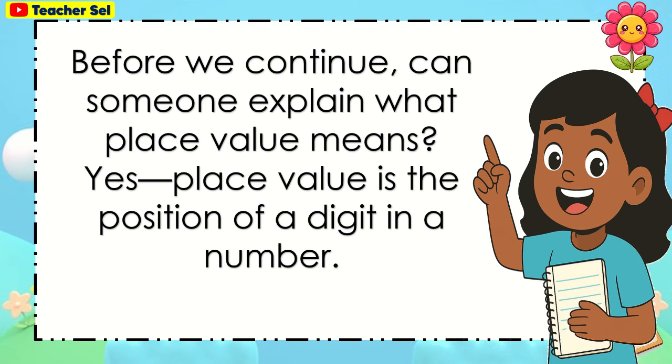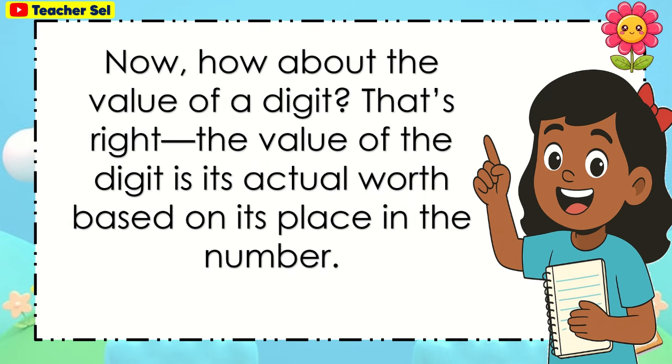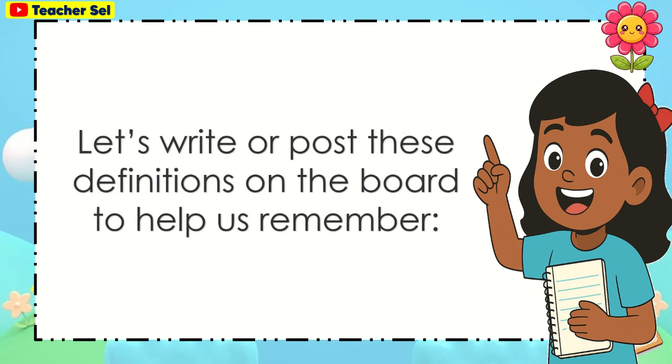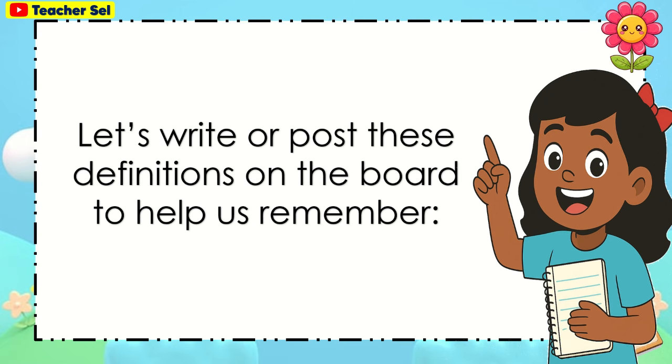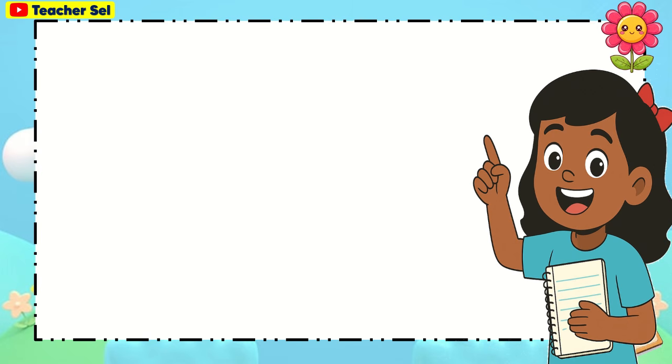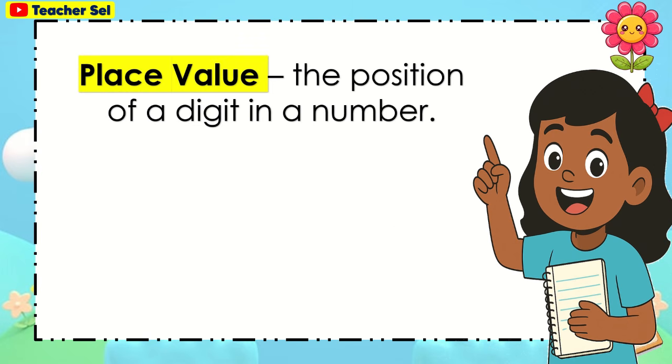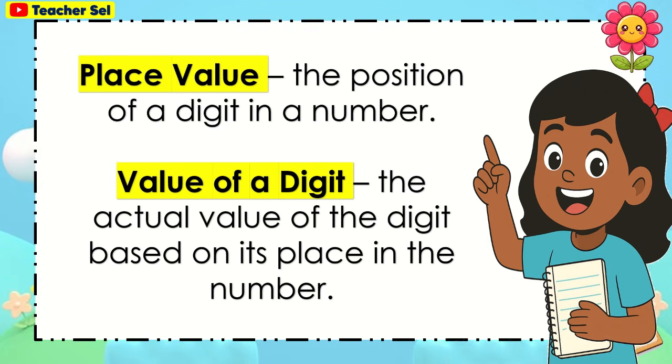Before we continue, can someone explain what place value means? Yes, place value is the position of a digit in a number. Now, how about the value of a digit? That's right, the value of the digit is its actual worth based on its place in the number. Let's write or post these definitions on the board to help us remember. Place value: the position of a digit in a number. Value of a digit: the actual value of the digit based on its place in the number.